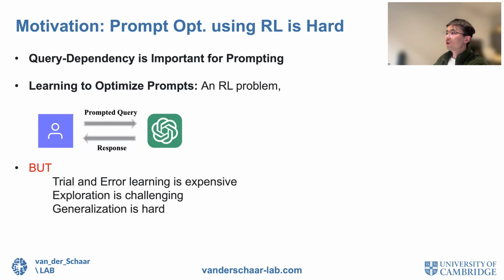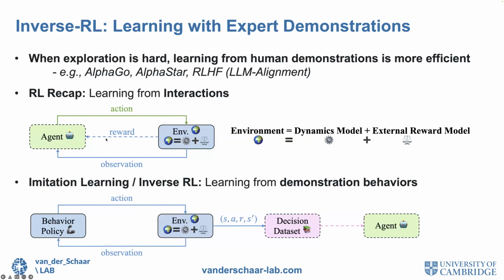First, when the language model is the RL environment, the cost of interacting with it can be extremely expensive, as RL could take millions of steps to converge. Second, exploration is challenging due to the extremely high dimensional action space, which is the vocabulary space of natural language. Moreover, generalization in RL is hard. This is because most RL algorithms optimize on a single environment, but we hope our prompting strategy can generalize to unseen queries. So in our work, we propose to solve the prompt optimization problem using inverse RL, which is also known as imitation learning.